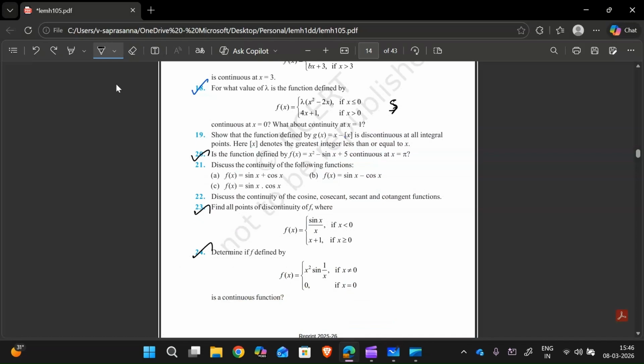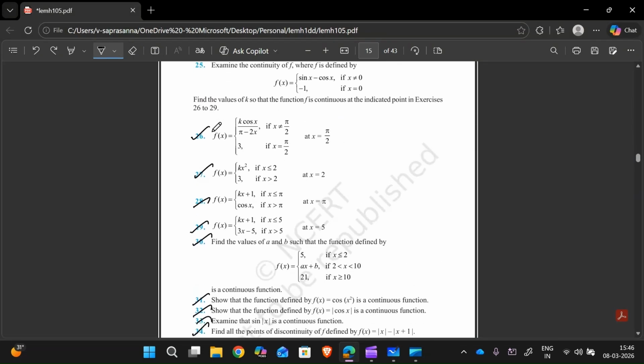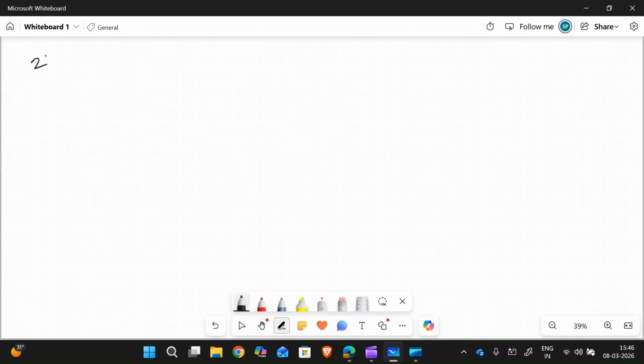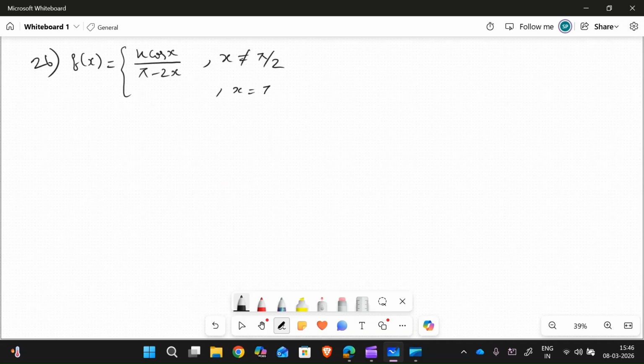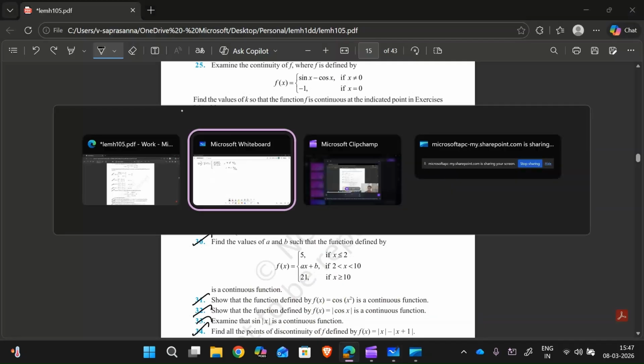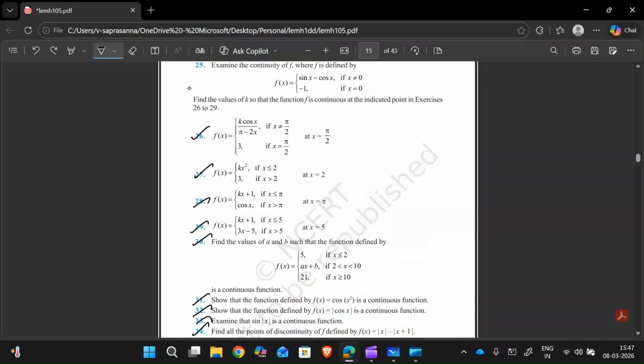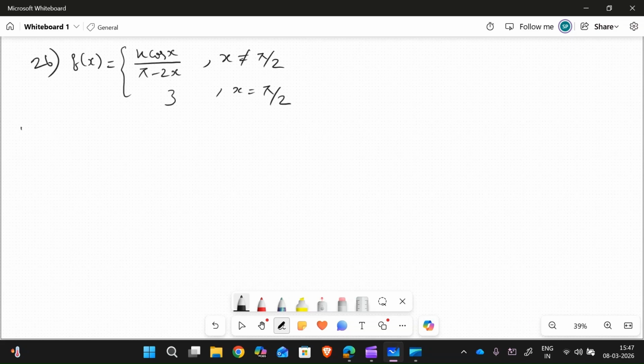Next question is one good question, I think. Question 26 we'll take. We'll check f of x is equal to k cos x divided by pi minus 2x if x is not equal to pi by 2. If x is equal to pi by 2, then what is the case? We have 3. So at x equal to pi by 2, obviously we'll find what is the continuity.